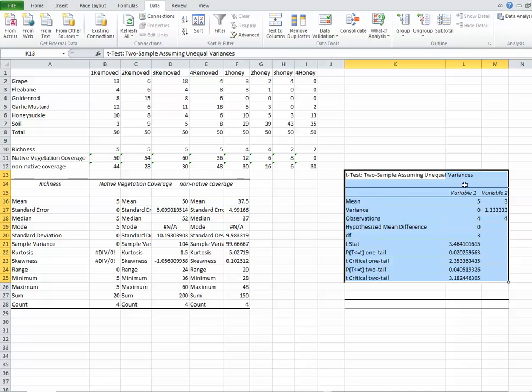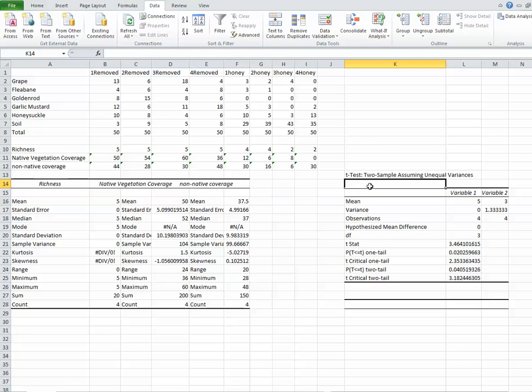The first thing you should always do when you run one of these tests is type in what you just did here. This was for species richness, the 2 sample test. Variable 1 was removed. Variable 2 was honeysuckle dominant. So the mean is 5 for removed. We already got that. The mean is 3 for honeysuckle dominant.